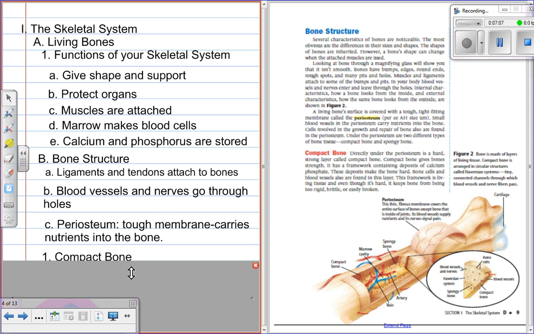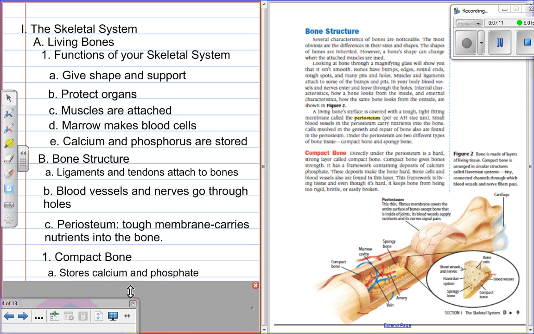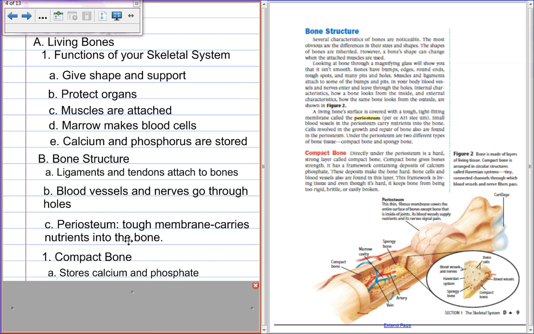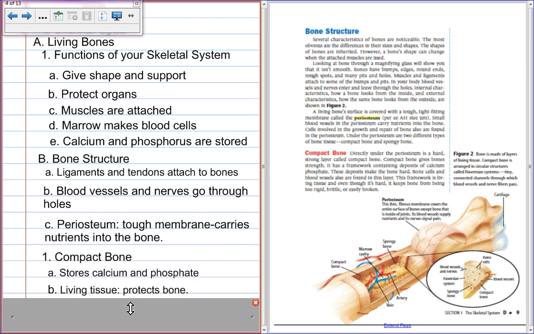So we have number one, compact bone. Compact bone stores our calcium and phosphate, which helps make our bones hard. And living tissue protects the bone.